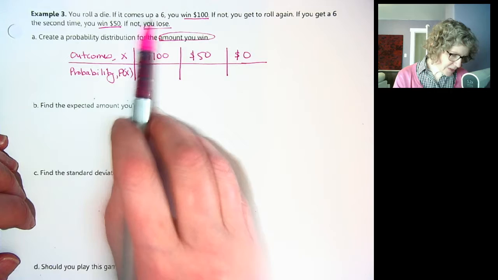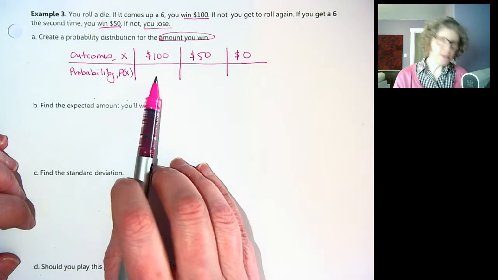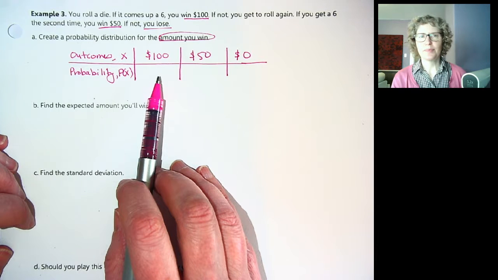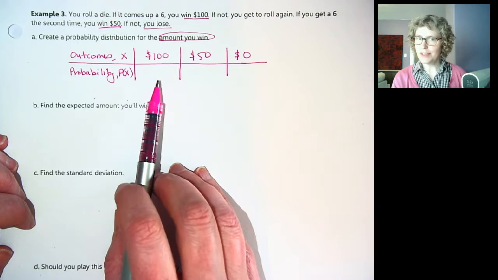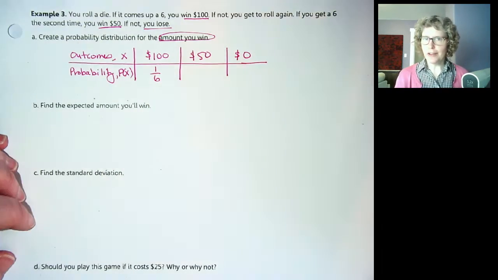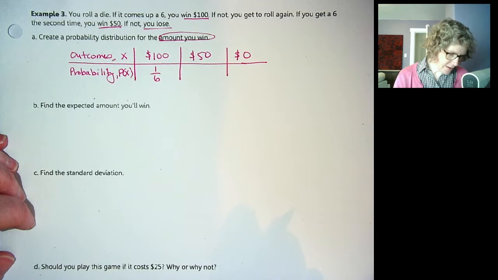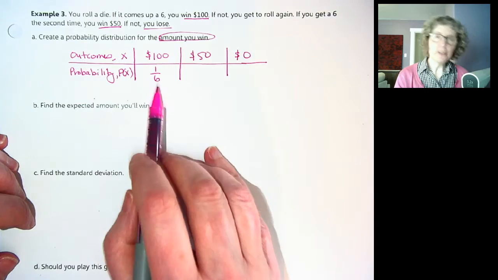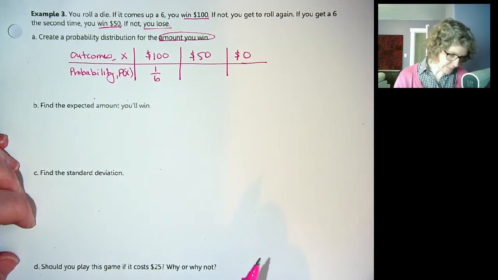You roll a die. If it comes up a 6, you win $100. So what's the chance of getting a 6? If you said 1/6, you're right. And also, if you want to try this, feel free to pause it and do it yourself and then check your answer. Okay, so if we get a 6, we get $100. Seems like pretty good odds to me.